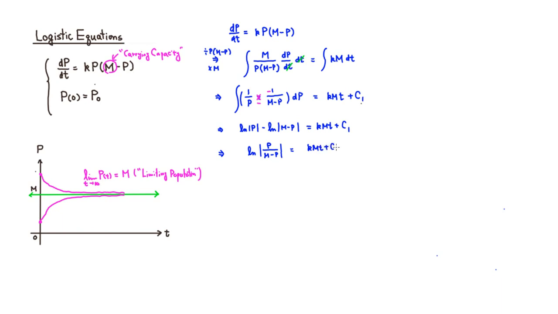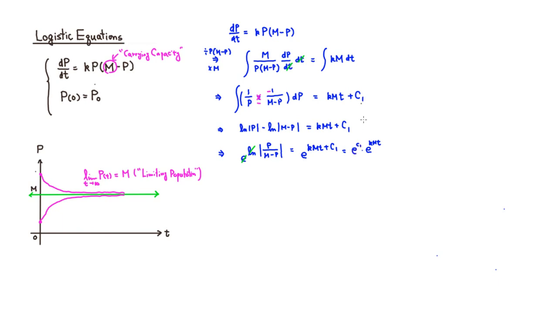In order to get rid of the natural log, I'm going to raise e to both sides of the equation. That way we can cancel the natural log and the exponential function. They're inverses of each other, so they cancel each other out. And the right hand side, we can actually write as e to the kMt, and then times e to the c1.